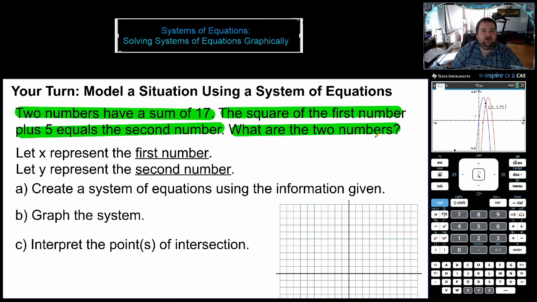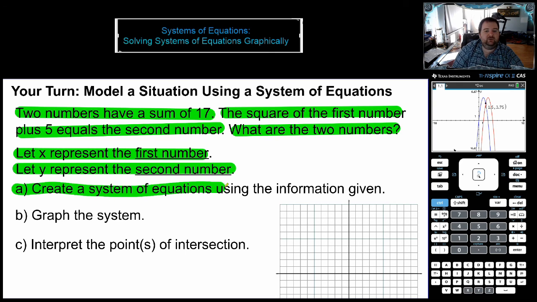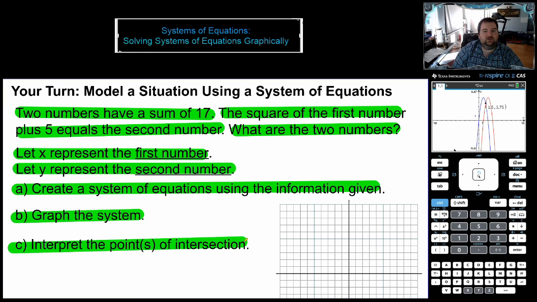So this isn't a real life situation. This is modeling a word problem. To do this, let x represent the first number and let y represent the second number. Then you're going to create a system of equations using that information, graph it, and interpret the points of intersection. Go ahead and try this out and come back when you return for the solution.